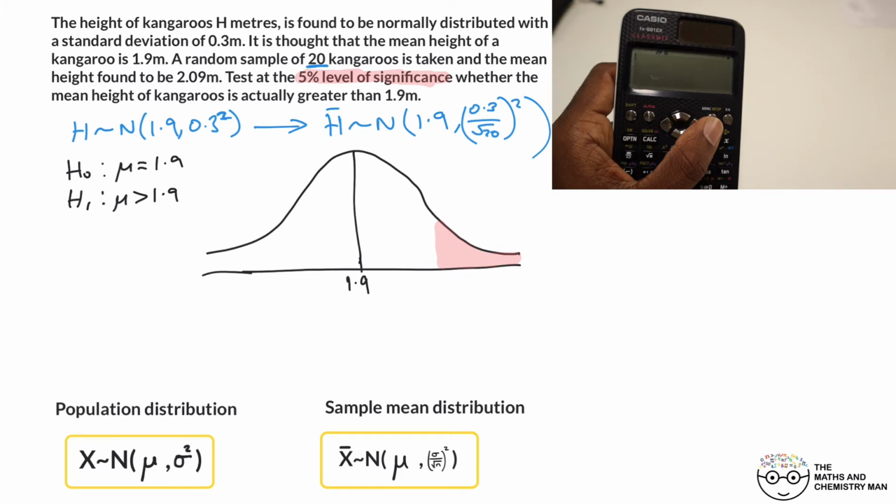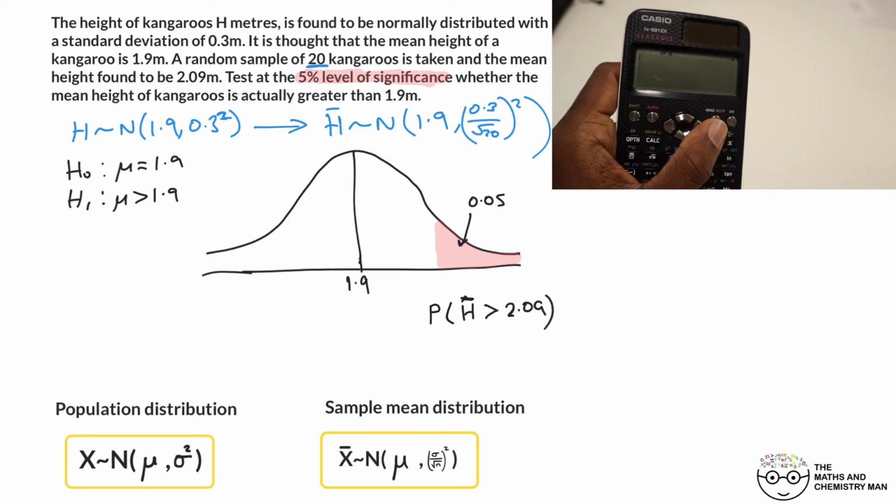So I'm going to say this area here represents the top 0.05%. And so what I need to do is work out whether 2.09 meters falls within this 5% or outside of this 5%. And now there's a couple of different ways obviously to solve this problem. I'm going to do it this way. I'm going to look for the probability that the sample mean here is going to be greater than 2.09.